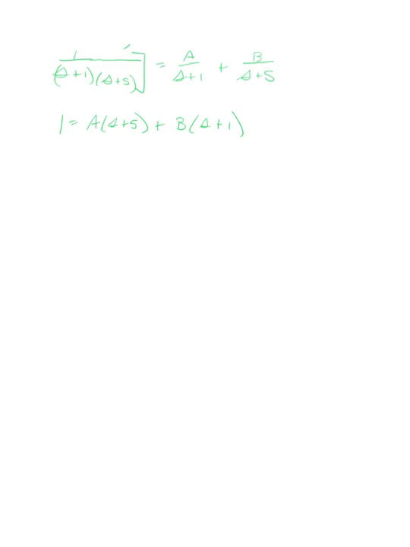This has to be true for all values of s, so if s is negative 5, I get 1 equals negative 5 plus 1 is negative 4b, and b is negative 1/4. If s is negative 1, I get 1 equals negative 4a plus 0b, so a is 1/4. So I have 1/4 for a, negative 1/4 for b. Go back over here.